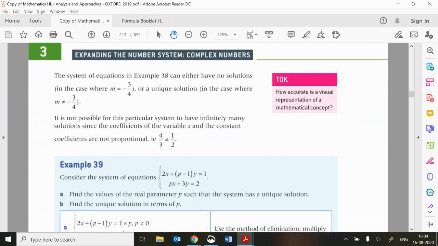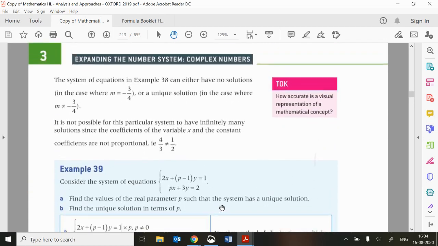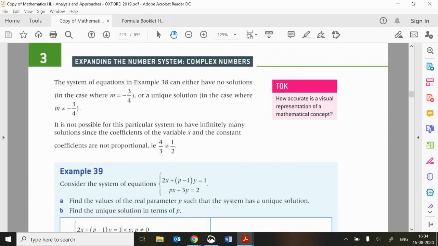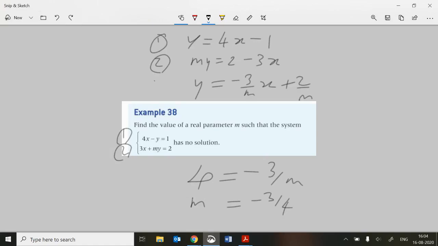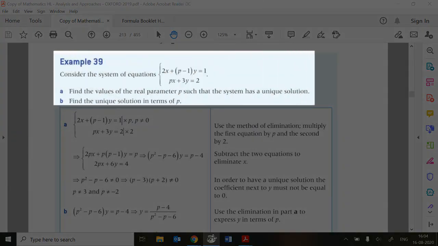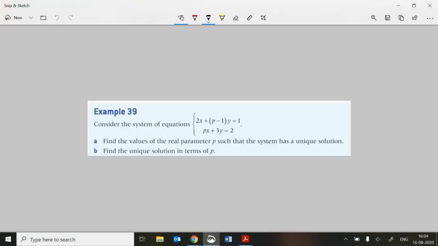Okay, example 39, I think probably discusses a similar situation there. Yeah, there's a similar discussion as to what I've just said there after the question. Okay, 39, let's take this one. Okay, and now there's a fair bit of working out in this one. It says, consider the system of equations, and it says, find the value of the real parameter p such that the system has a unique solution.